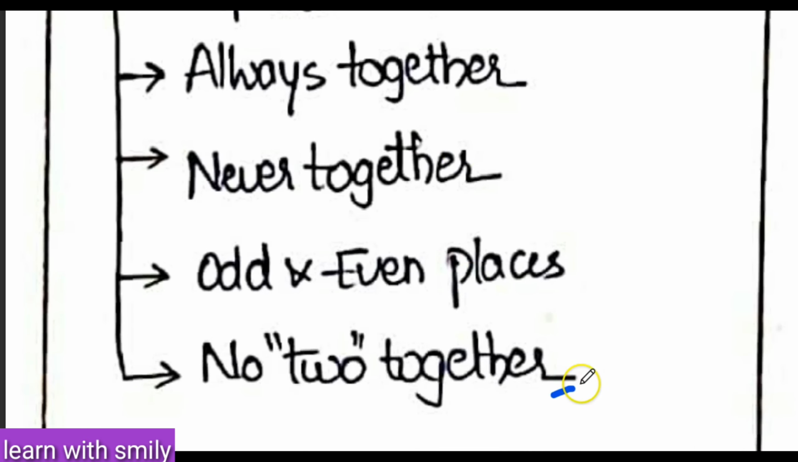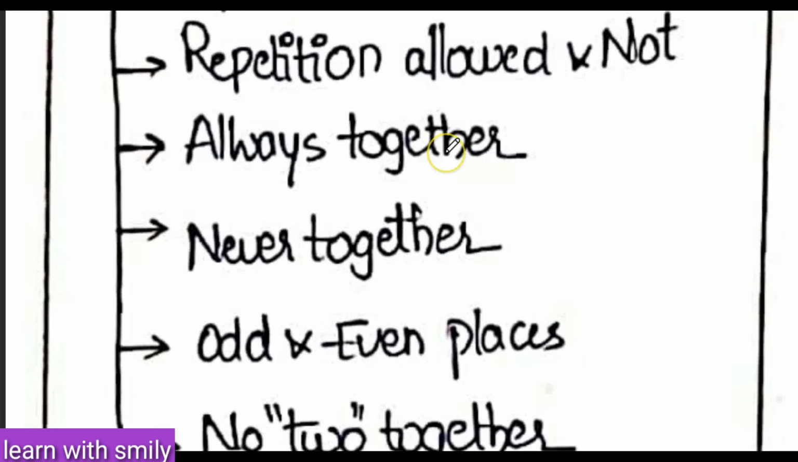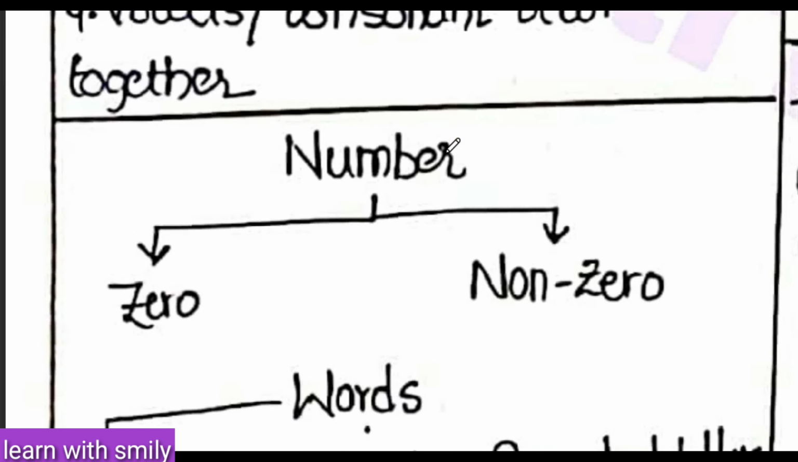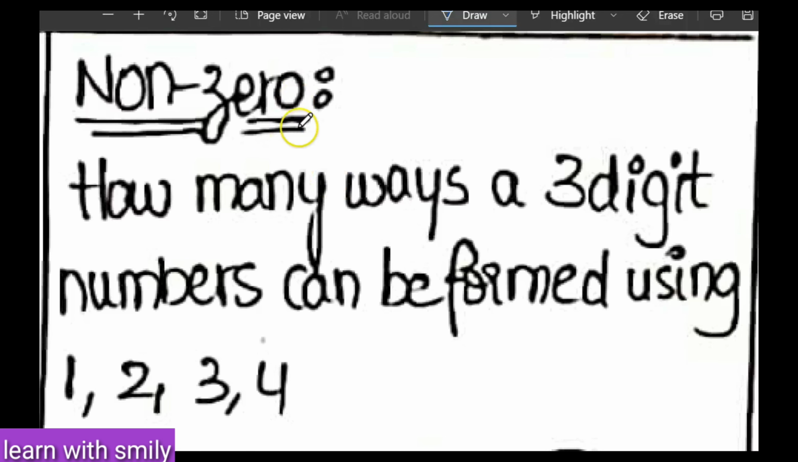Or here, 'not together': let us say if A, B, C, then A and C shouldn't be together in the arrangement. So these are some various things that we are going to look at. All you need here is your concentration, so that you can learn each and everything. Coming to the first case, non-zero: we have some digits which do not contain 0. Like, how many ways can a 3-digit number be formed using 1 2 3 4.